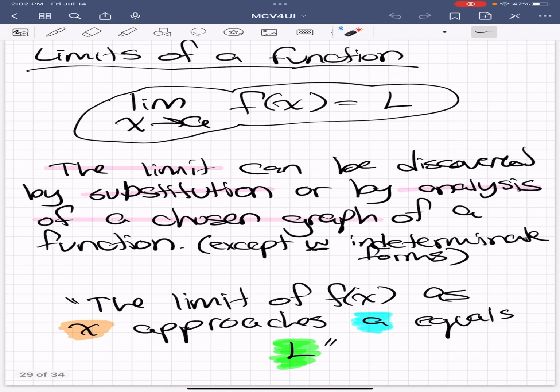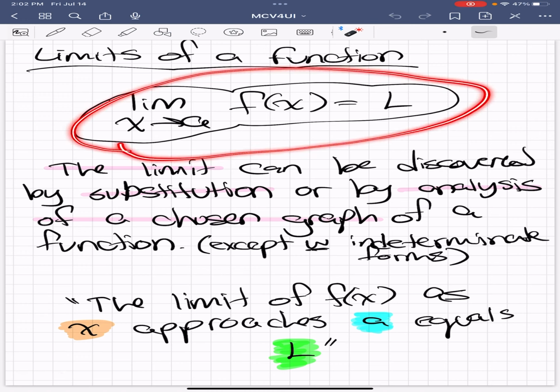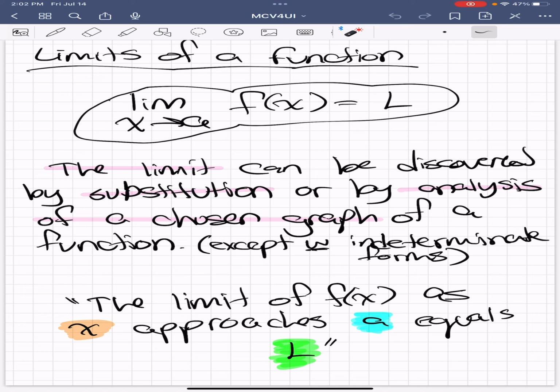Alright, let's get started. So we have the formula all circled right here. The limit can be discovered by substitution or by analysis of a chosen graph of a function, except with intermediate forms, which we will study later on. The limit of f of x as x approaches a equals L.